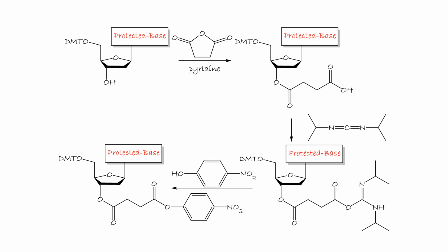Now we react this with succinic anhydride in pyridine. You get an ester, the monoester of succinic acid, then activate this with N,N'-diisopropylcarbodiimide to form this intermediate. React this with para-nitrophenol to get an active ester. A diester here, one of which is active due to the presence of the para-nitro group in here.